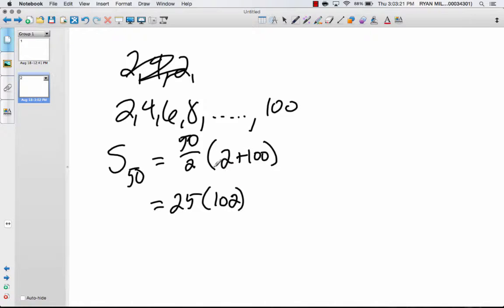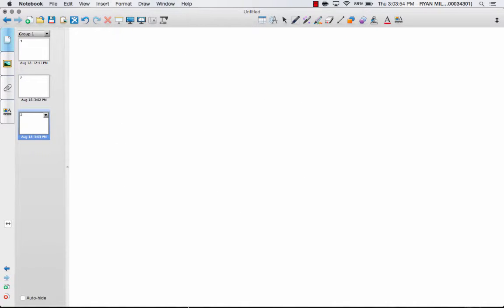I don't know what that is off the top of my head, so let me grab my calculator that you can't see and do 25 times 102. And I get 2,550. So if I added up 2 plus 4 plus 6 plus 8 plus 10, and so on, plus 100, I would get 2,550. All right, let's go back to the book and see what we got.